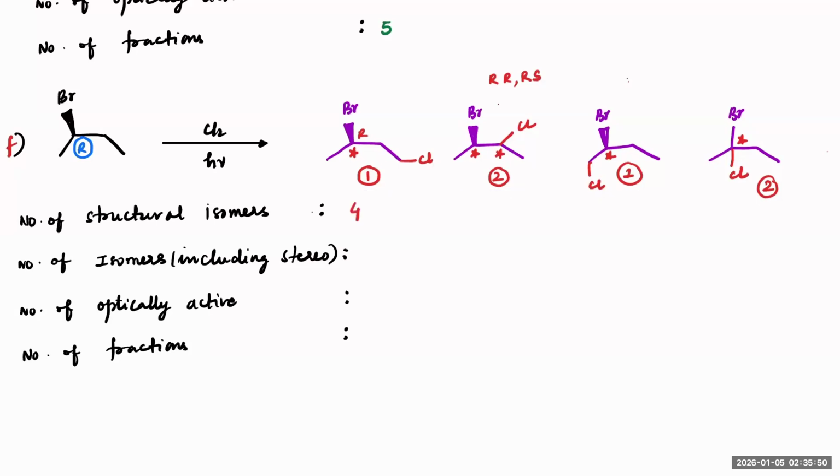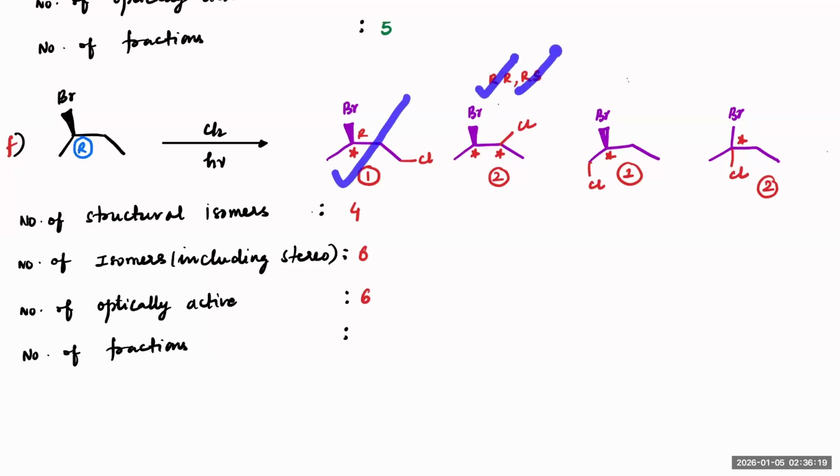Including stereo, how many I got here? So 2, 4, 5, 6. So total we got 6. Okay? Total we got it as 6. And how many optically active isomers? If you notice, all of them are optically active. All 6 are optically active. How many fractions you got? Now notice very carefully. This is one fraction. And here there are two fractions, everybody.